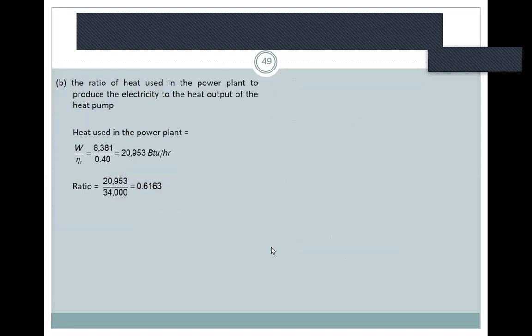Next B, the ratio of heat used in the power plant to produce the electricity to the heat output of the heat pump. So the heat used in the power plant is W over N sub T, 8,381 divided by 0.4, is 20,953 BTU per hour. So ratio is 20,953 over 34,000, is 0.6163. This is now your answer.